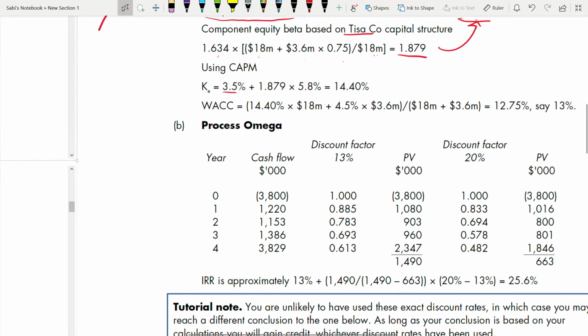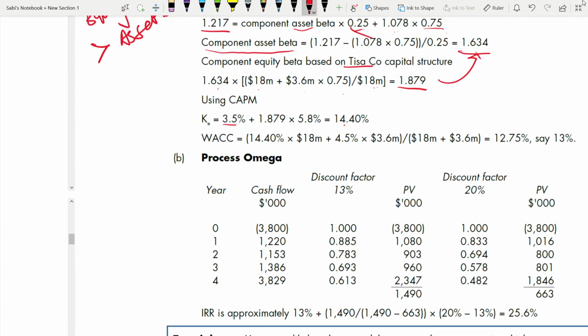So using that, you are getting 14.4 as the cost of equity. Now we know the cost of debt, it is already given as the after-tax cost of debt, and also now we found the cost of equity. We know the proportion of equity and debt. So now what else is there to do? Use them and calculate WACC.